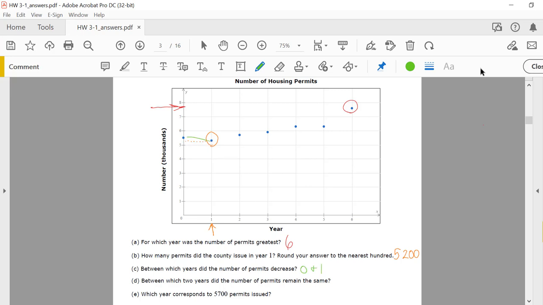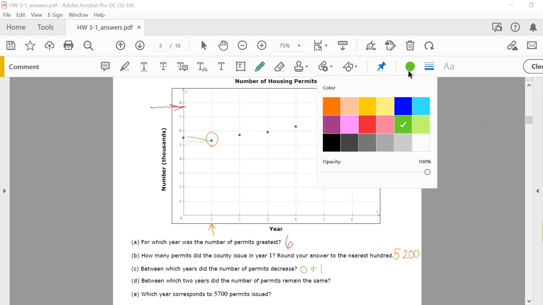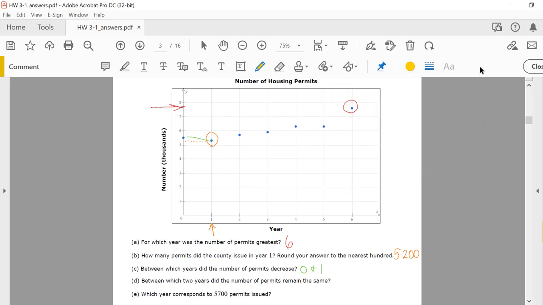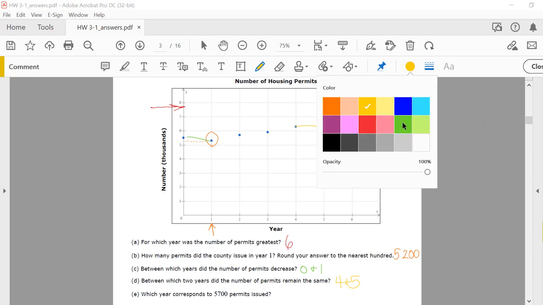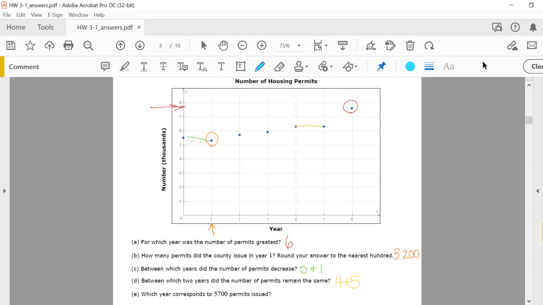Between which 2 years did the number of permits remain the same? We just talked about that. That looks flat, so that would be between years 4 and 5. Which year corresponds to 5,700 permits issued? So 5,700, I would guess, would be about right here. And that looks like year 2.